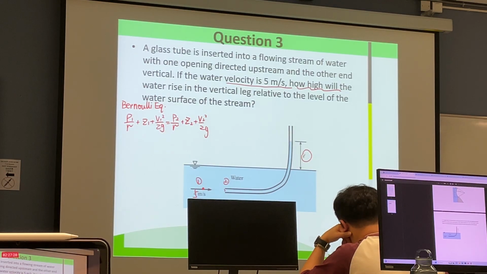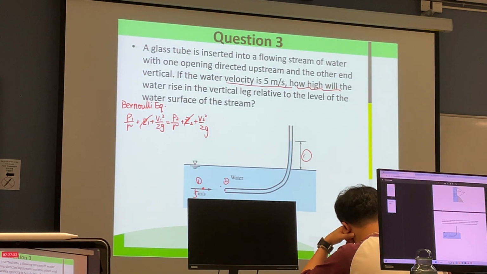Now we can analyze this. The Z1 and Z2 cancel due to the same location, the same elevation. They are cancelled due to the same elevation.